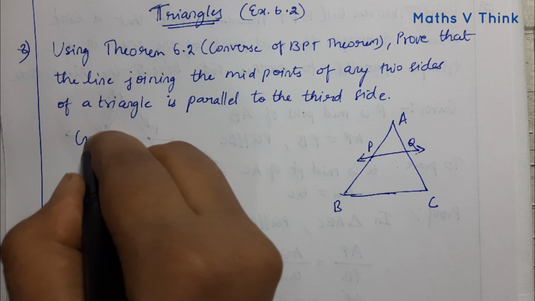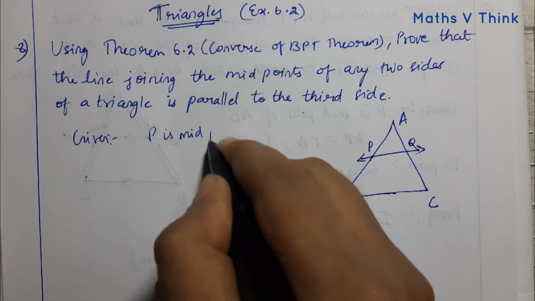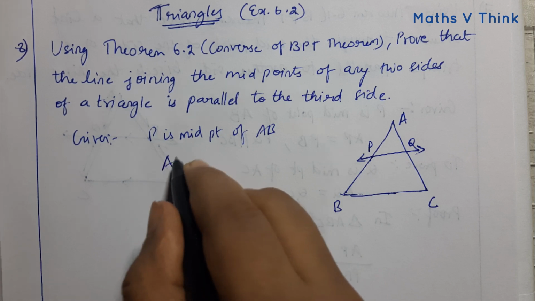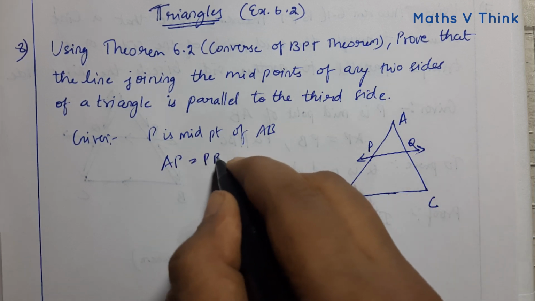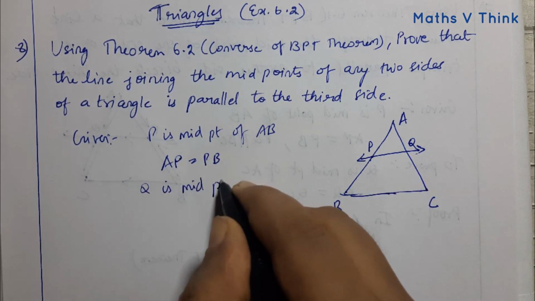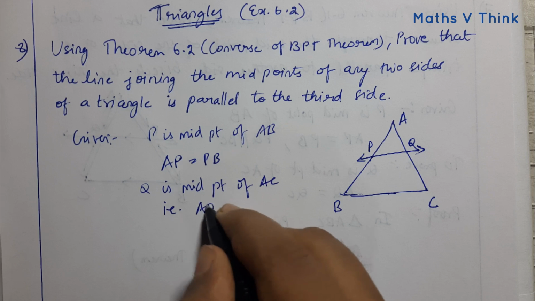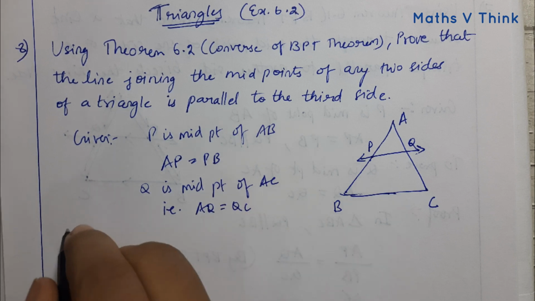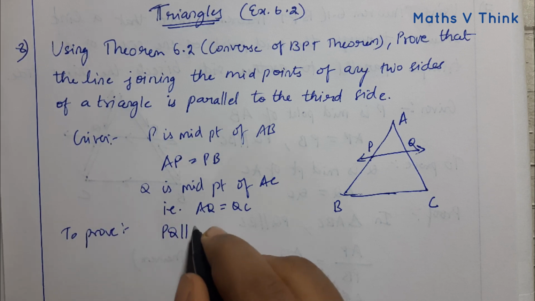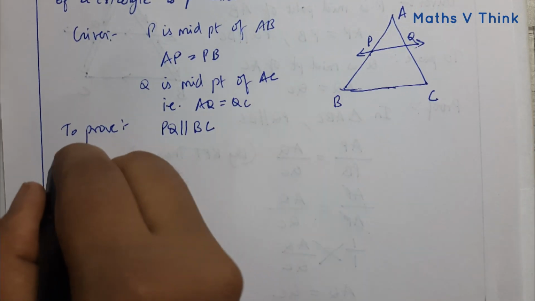So first write the given information. I can tell P is the midpoint of AB, so AP is equal to PB. Same way, Q is the midpoint of AC, that is AQ is equal to QC. Now to prove: PQ is parallel to BC. Proof.